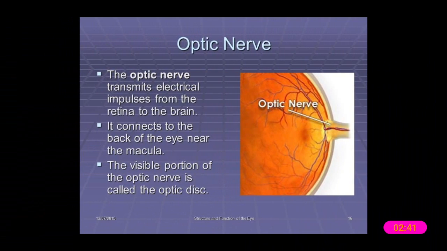Optic nerve. The optic nerve transmits electrical impulses from the retina to the brain. It connects to the back of the eye near the macula. The visible portion of the optic nerve is called the optic disc.